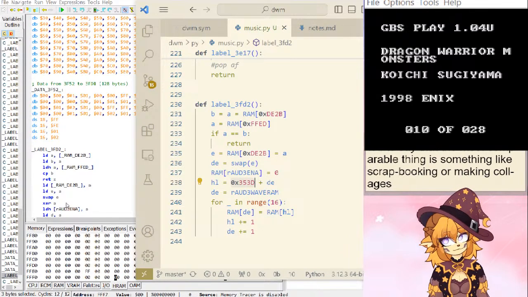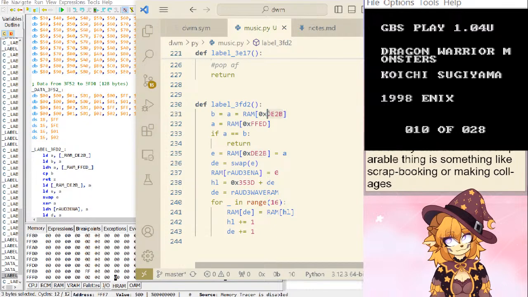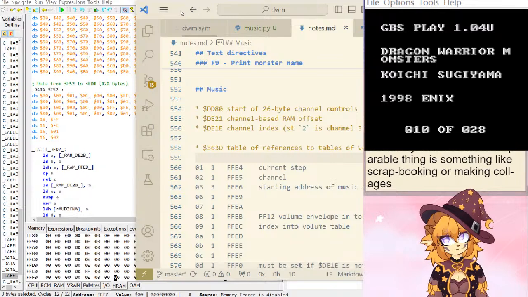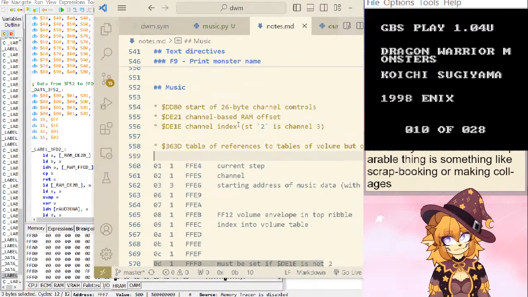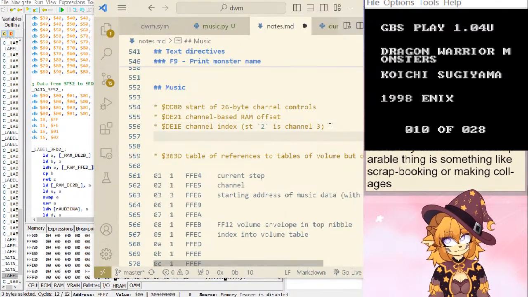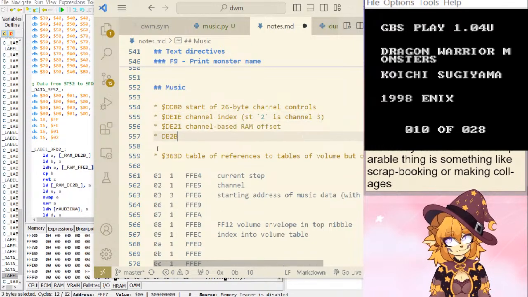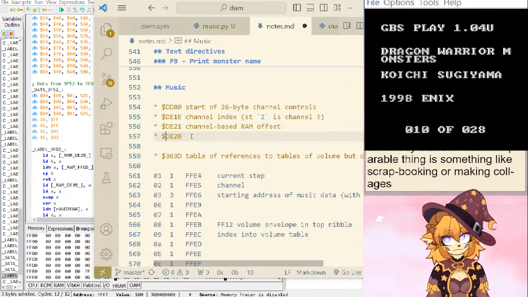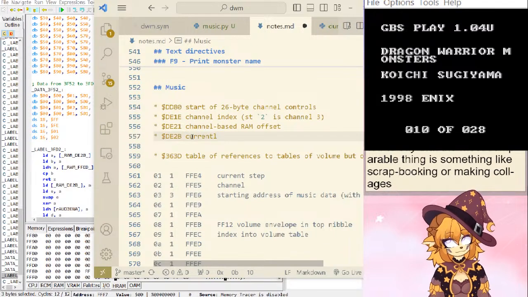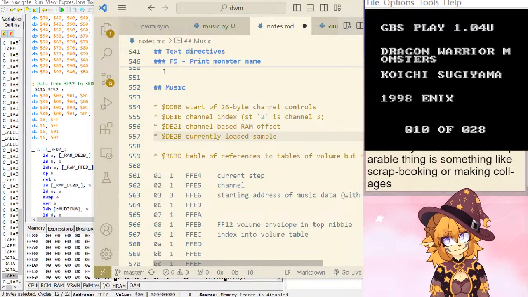So DE2B, D2B is the currently loaded sample. Currently loaded sample.